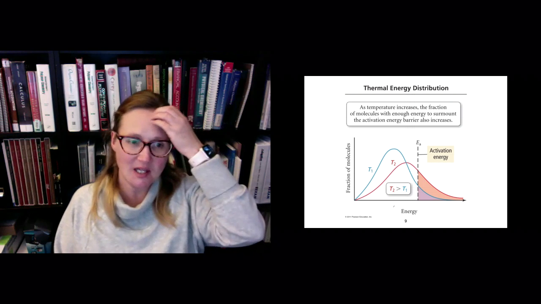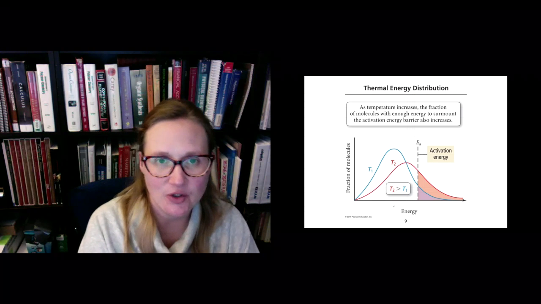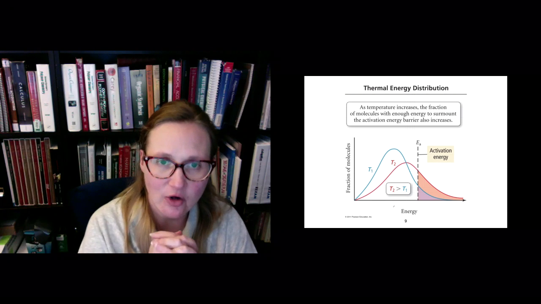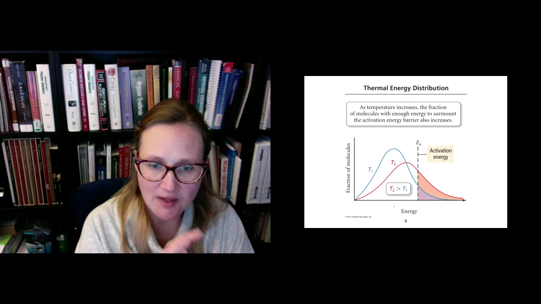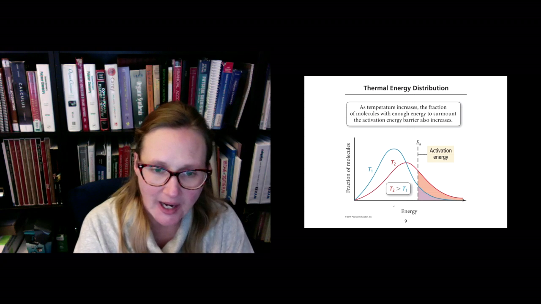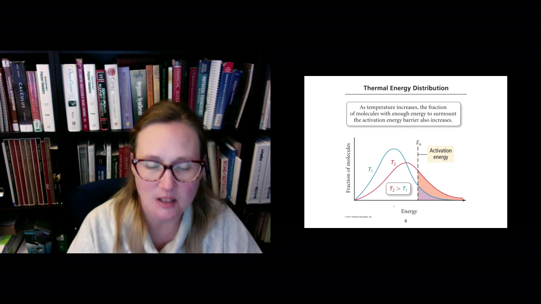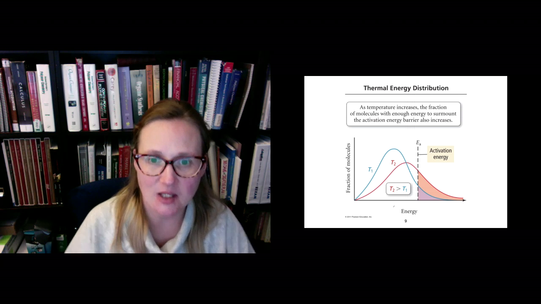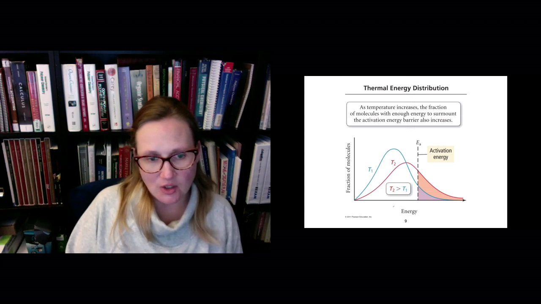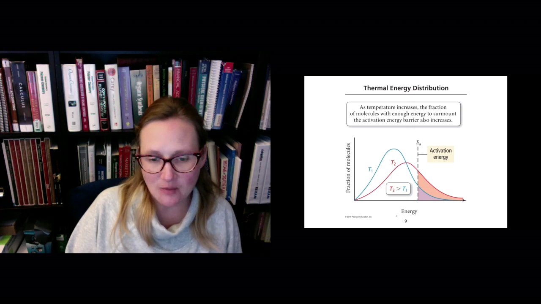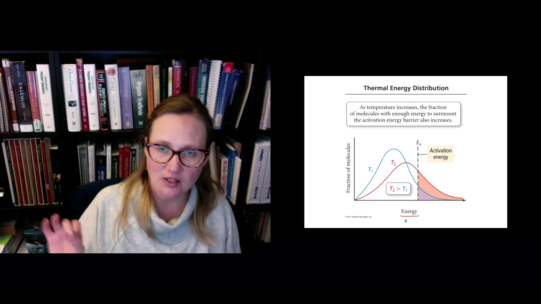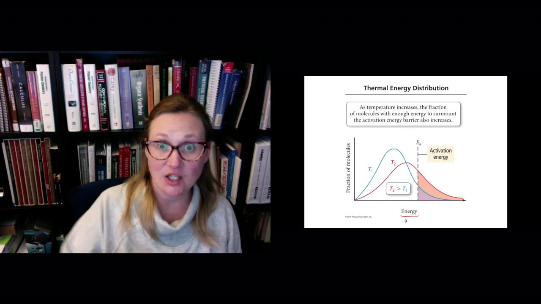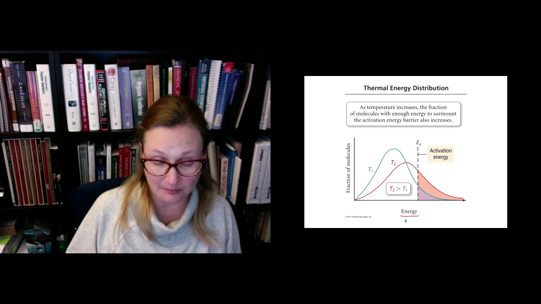Okay, so we've seen this diagram before. This is an example of the thermal energy distribution. In blue is temperature 1, that's a cooler temperature, and in red is temperature 2, the warmer temperature. You can see the fraction of molecules at each energy. So given a certain temperature, there is a distribution of energies.